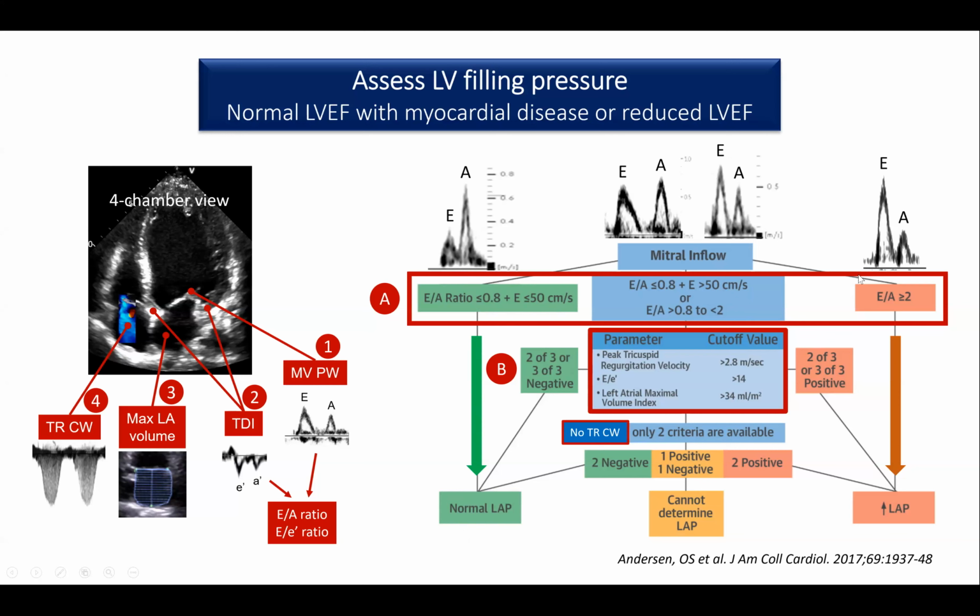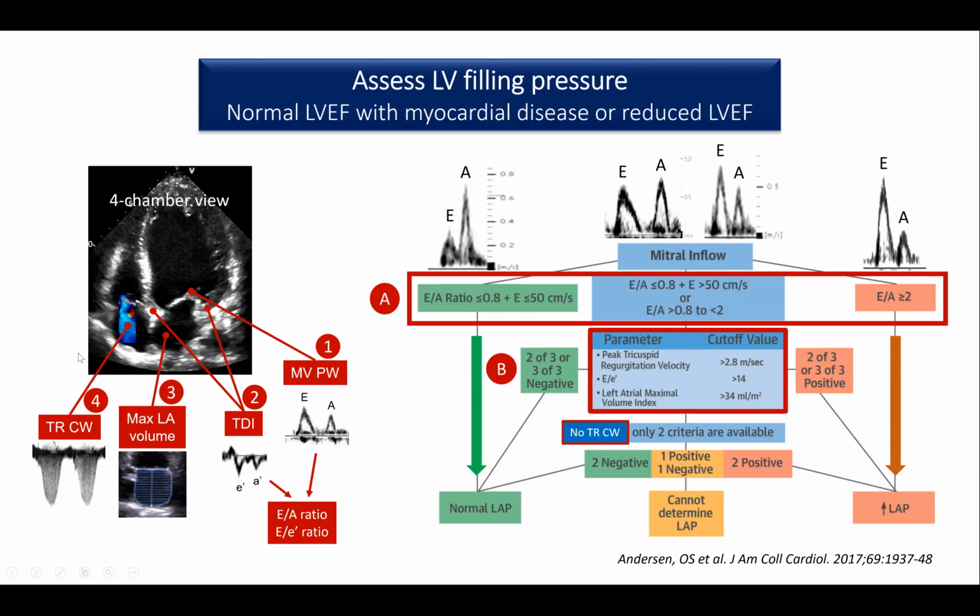Now, if you have a restrictive filling like this, and the E to A ratio is more than or equal to 2, the LA pressure is automatically abnormal, because we're talking here about patients who have myocardial disease or reduced LV ejection fraction. So an impaired relaxation pattern with low E velocity less than 50 centimeters per second, LA pressure is normal. If you have a restrictive pattern with E to A more than 2, LA pressure is abnormal.